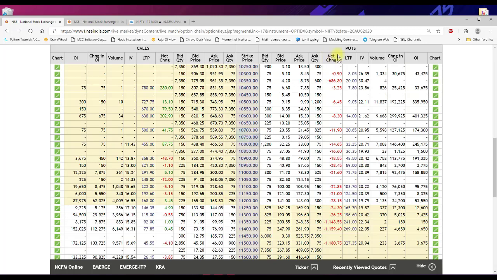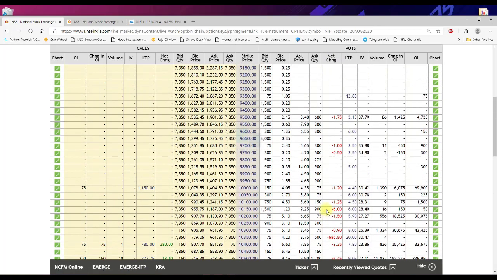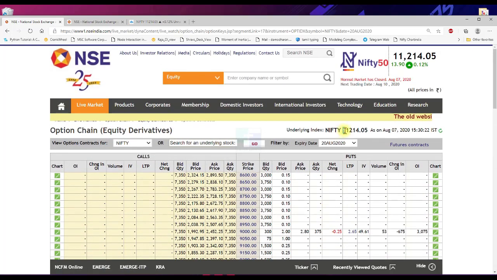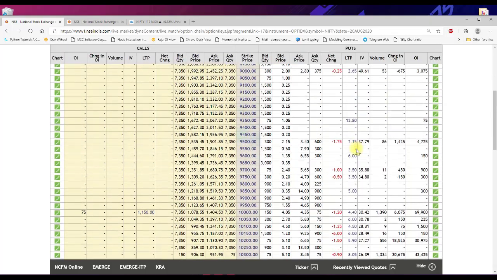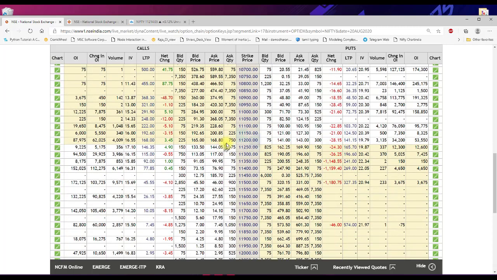Same way for the put side, where the yellow color is there. So the 11250 PE is ITM. The current price is something like 11,214, so you can take it as a round number, 11,200. So for both the 11,200 call and put, where the market is, that is called at the money. Very close to the current market price, you can call it at the money.